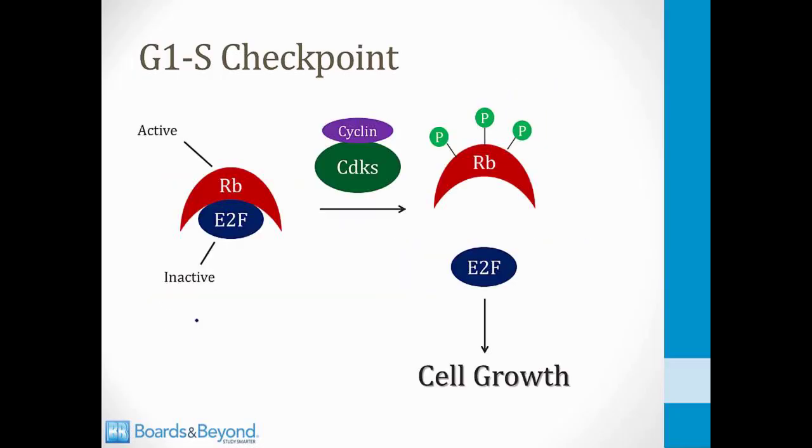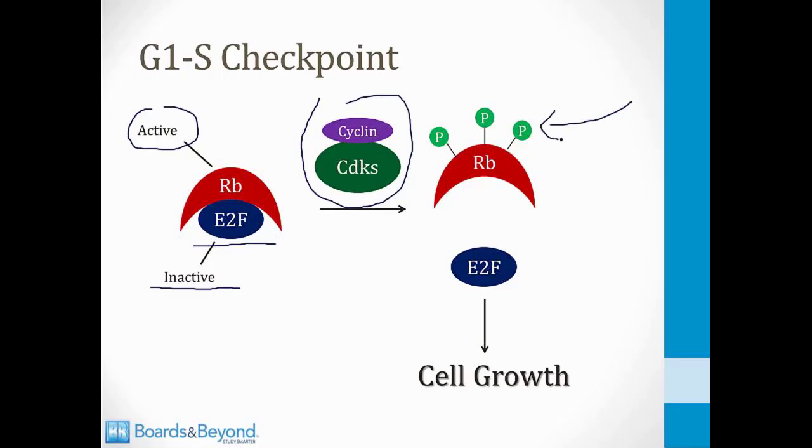So here's a picture to make this very easy for you to understand. Normally, the E2F proteins are inactive, and the reason they are inactive is because retinoblastoma proteins, which are active, are bound to the E2F transcription factors. When cyclin CDK complexes come in, they can phosphorylate the retinoblastoma proteins. This will release the retinoblastoma proteins from E2F, and then the E2F transcription factors can go and drive cell growth.